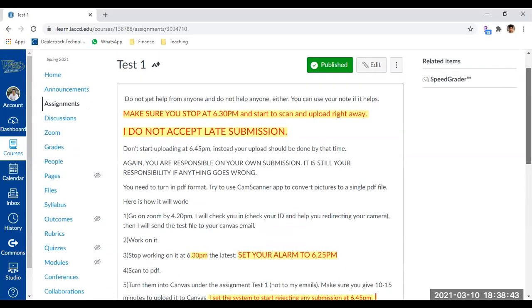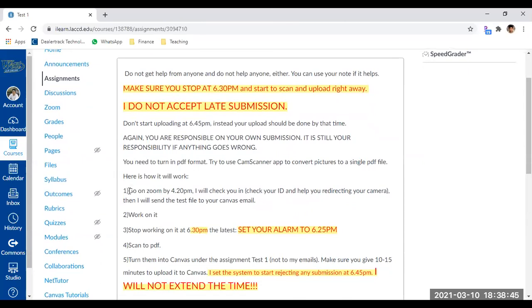Basically, here's what happens. You will go to Zoom at 4:20. Remember, test days are the days that I require you to attend the class. So you need to attend this one. You need to take the test. Go to Zoom at 4:20. Why? Because I need to check you in. I need to check your ID and help you with your camera. Once I check whoever is there, then I will send the test file to your Canvas email.